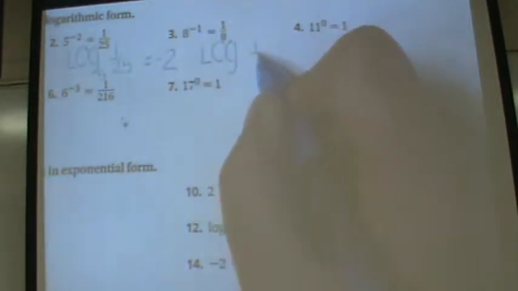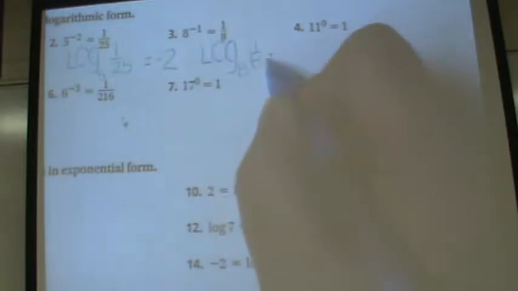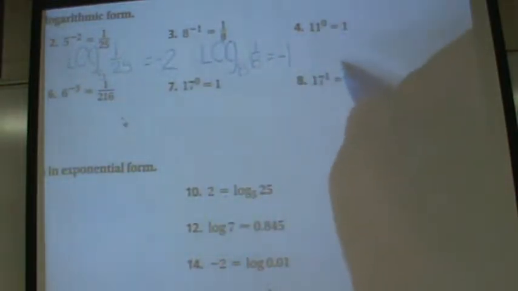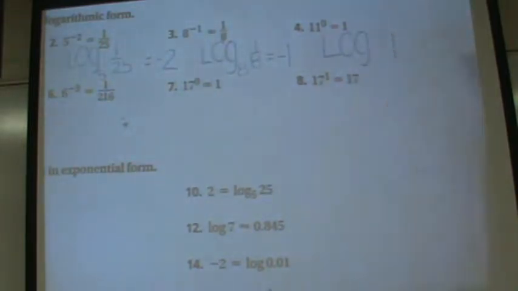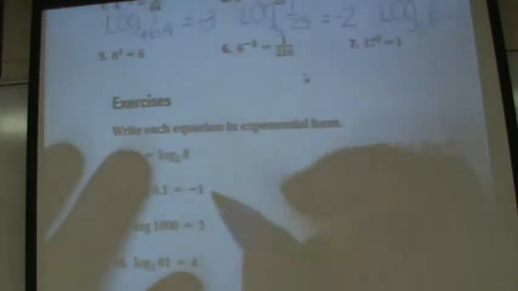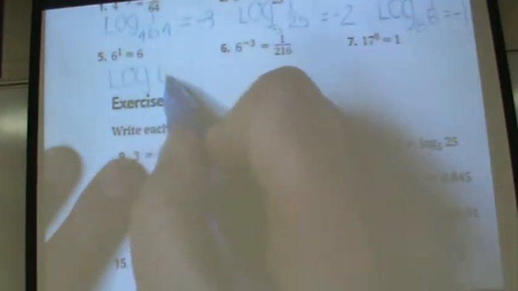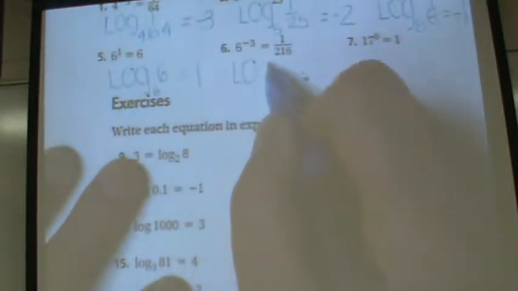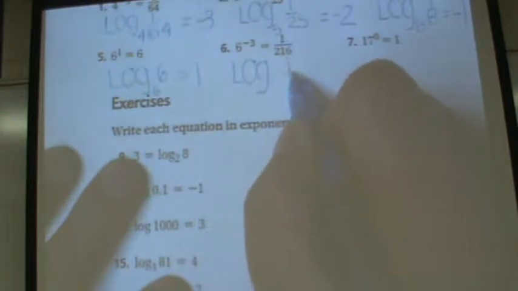Next one. Log 1/8 base 8 equals -1. Number 4, log 1 base 11 equals 0. Log of 6 base 6 equals 1. Log 1/216 base 6 equals -3.